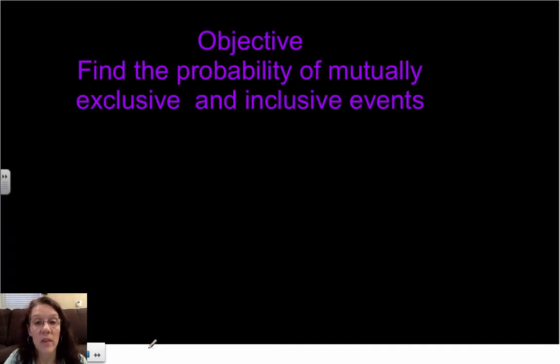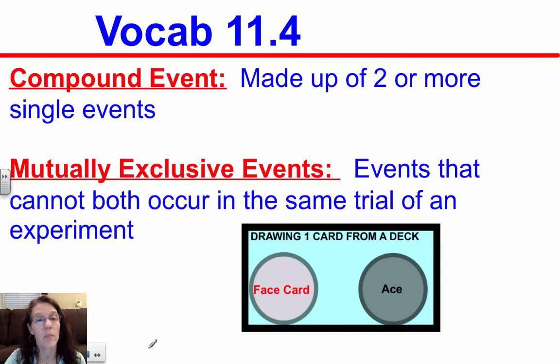Our objective today is to find the probability of mutually exclusive and mutually inclusive events. So we need to write down a couple of vocab words. First word is a compound event. It's made up of two or more single events. For example, rolling a dice and then tossing a coin, drawing a card and then spinning a spinner. Two different things going on. Or it could even be rolling a dice and then rolling another dice.